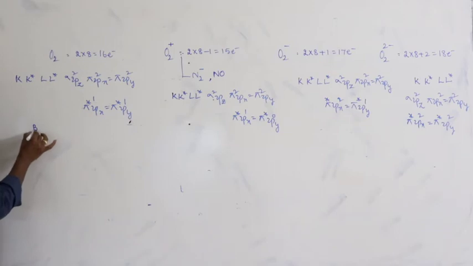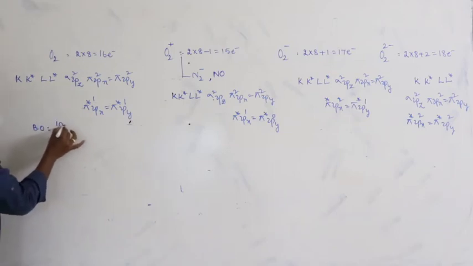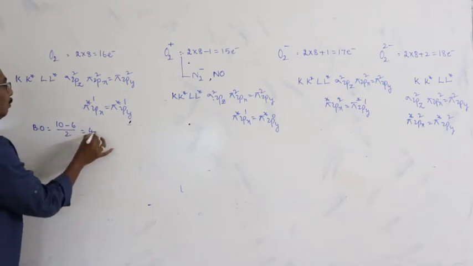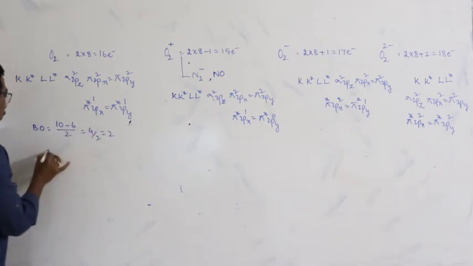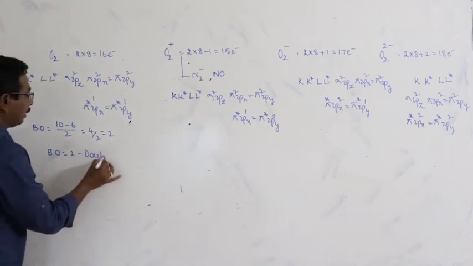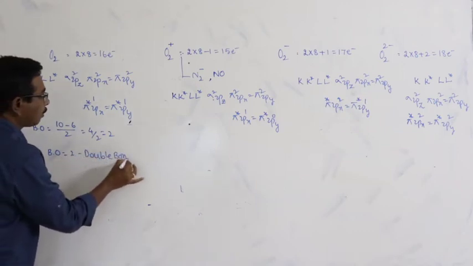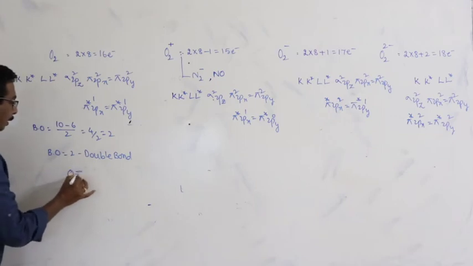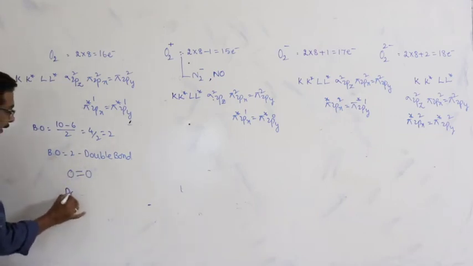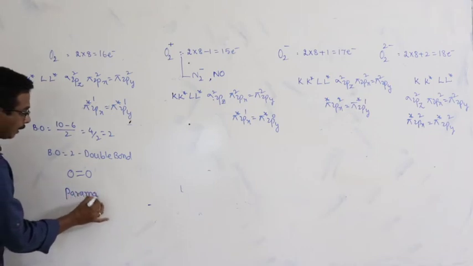What about the bond order? Bond order is equal to 10 minus 6 by 2. 4 by 2 is equal to 2. Bond order equal to 2 means the two oxygen atoms are bonded through a double bond. And here the species is not diamagnetic.